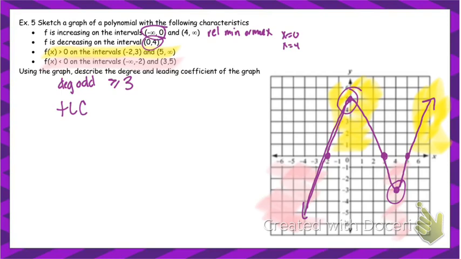All right, so that is it for polynomial graphs. We're going to do just a little bit more algebra with our polynomial function than the next couple of days.